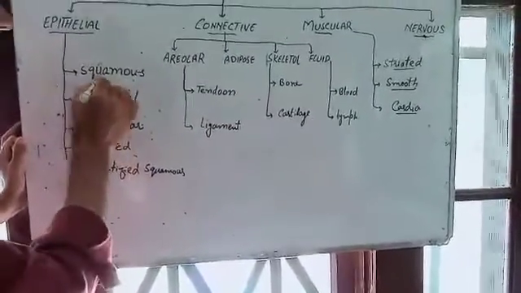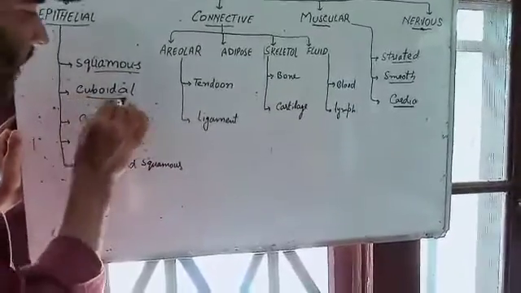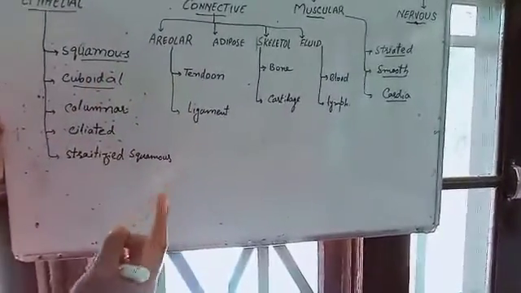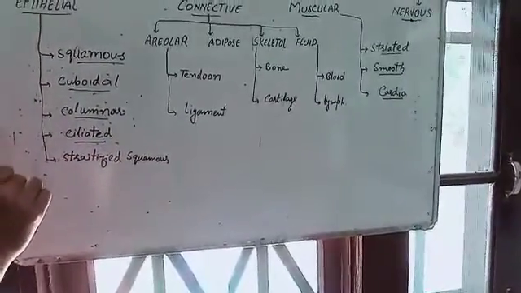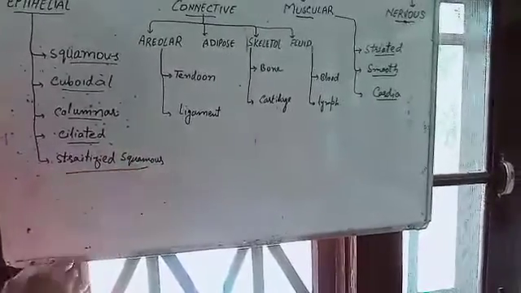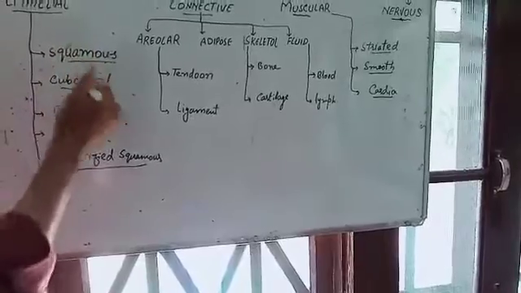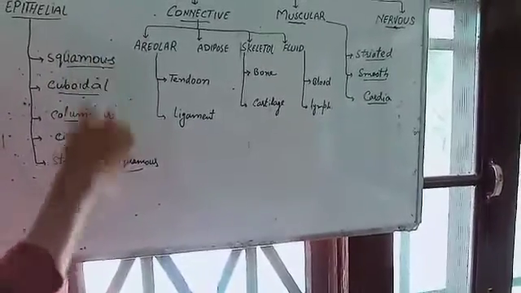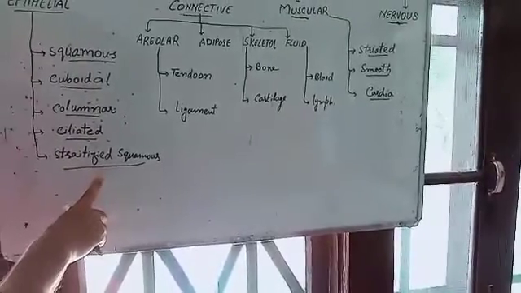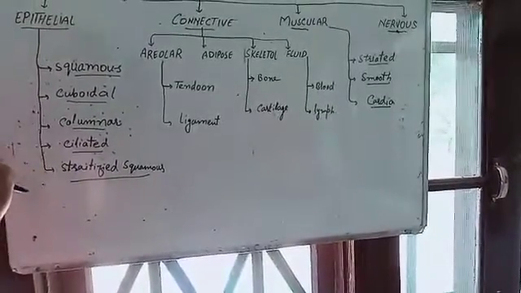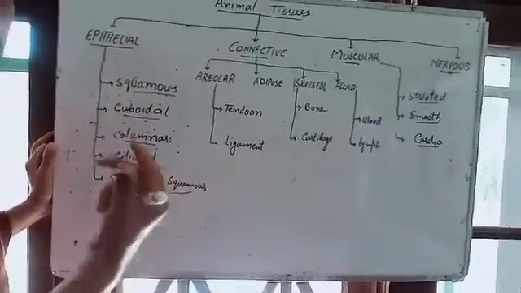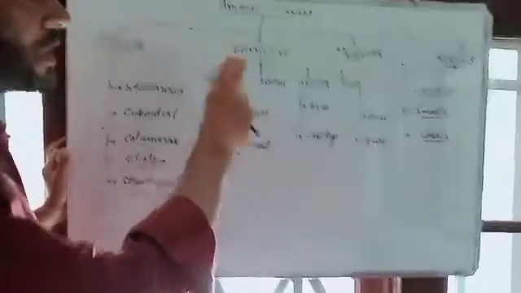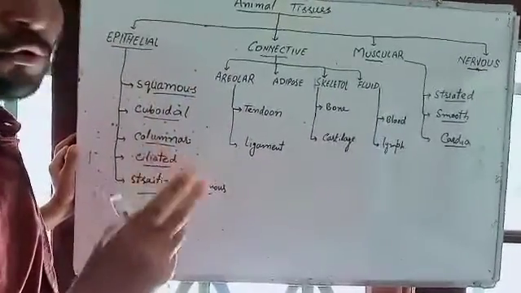Number one is squamous epithelial tissue, cuboidal epithelial tissue, columnar epithelial tissue, ciliated epithelial tissue, and stratified squamous epithelial tissue. Or you can say these 1, 2, 3, and 4 are simple epithelial tissue, and this is stratified squamous or complex epithelial tissue. These tissues are classified on the basis of the structure of the cells at different locations and functions.